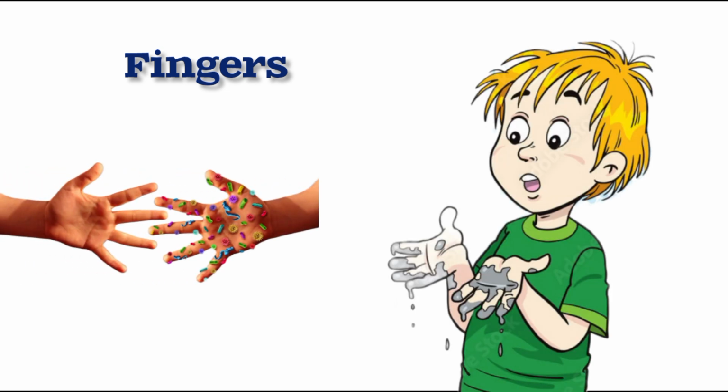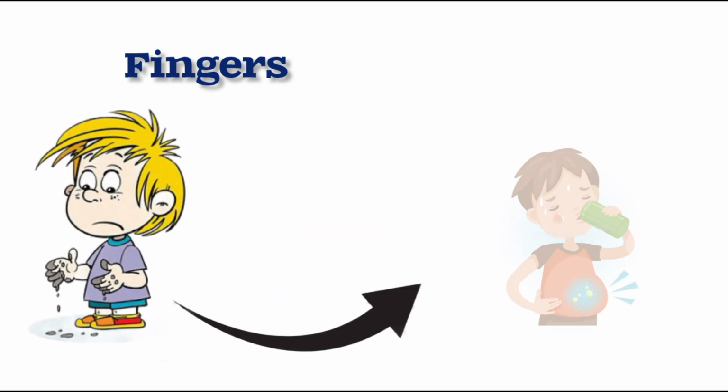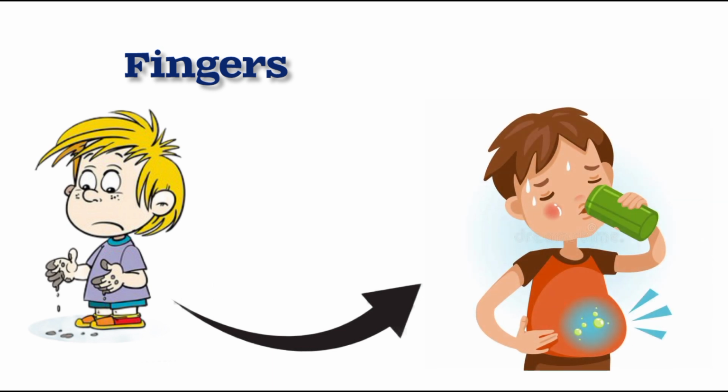Let's talk about fingers. Our hands can pick up bacteria and viruses if we touch contaminated water, feces, or surfaces. And if we touch our mouth or food without washing our hands, we can get infected. For example, a child who doesn't wash their hands after using the toilet can spread germs to themselves or others.